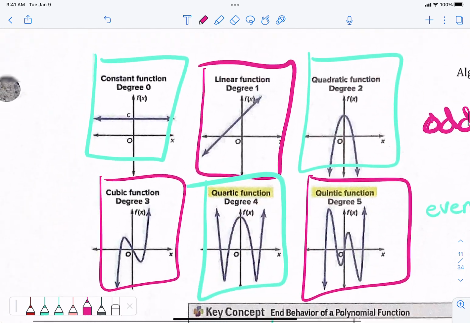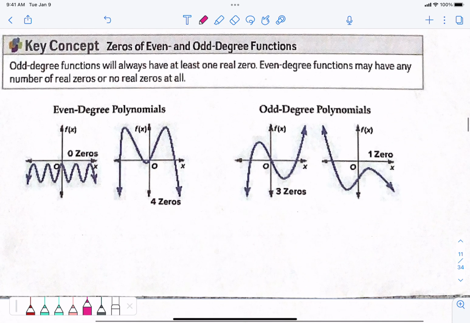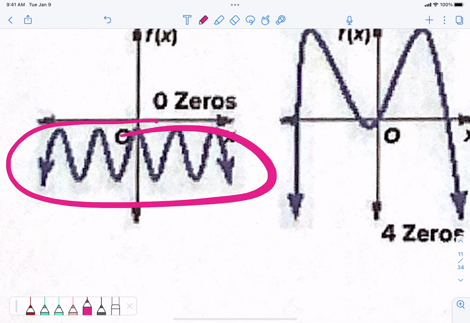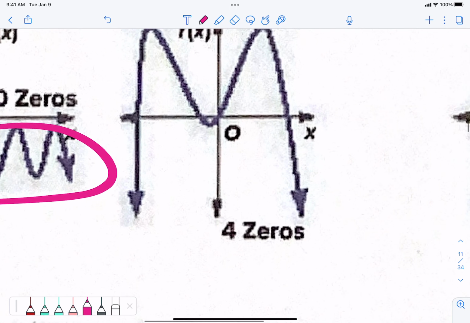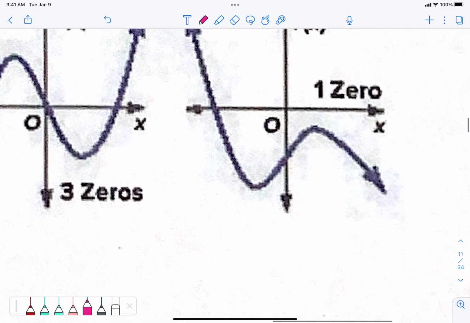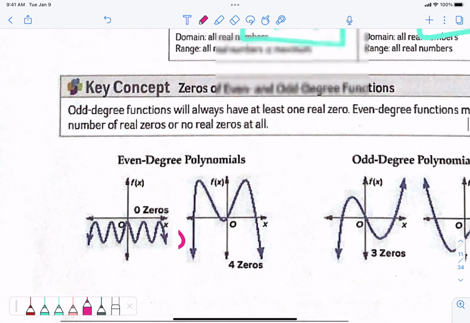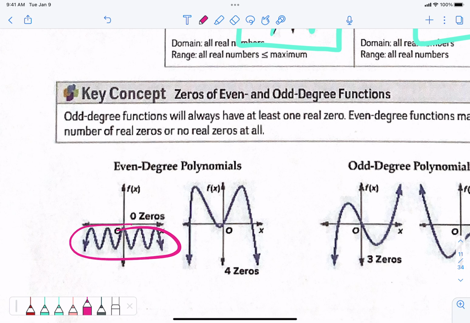If you go to the back side, the very last paper, it talks about zeros. So like this is a function that has no zeros because it's bouncing around right below the x-axis. Its zeros would be imaginary, by the way. This one has 4 zeros. This one has 3 zeros. This one has 1 zero, etc., right? So we're just listing how many zeros it has. We've done that before, right?